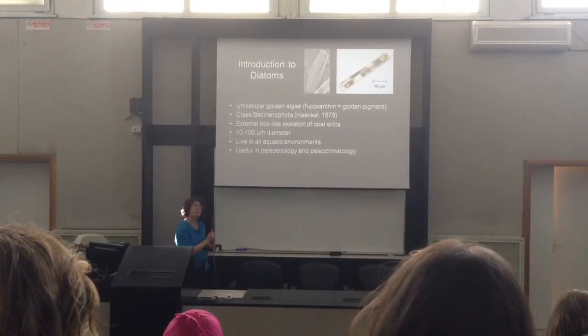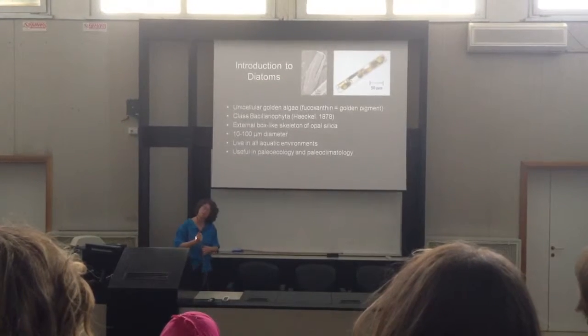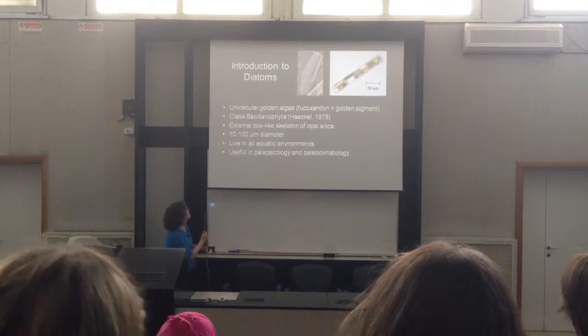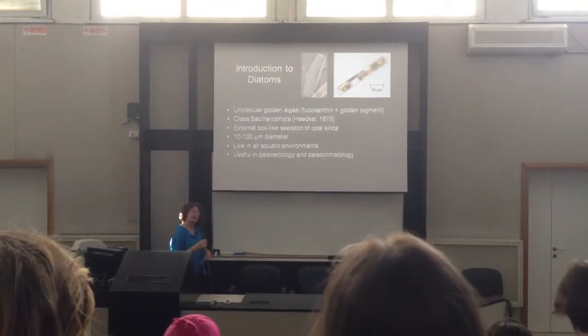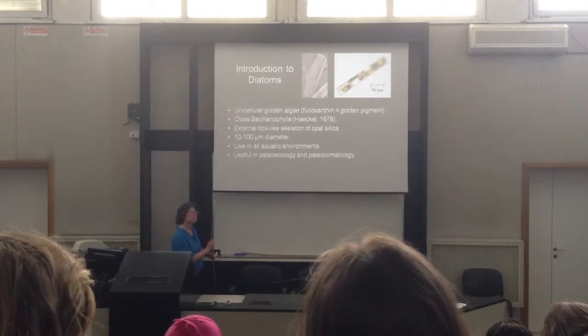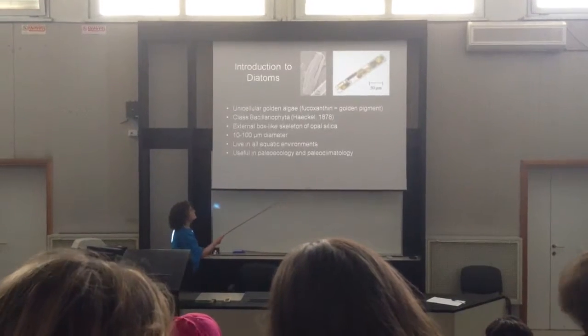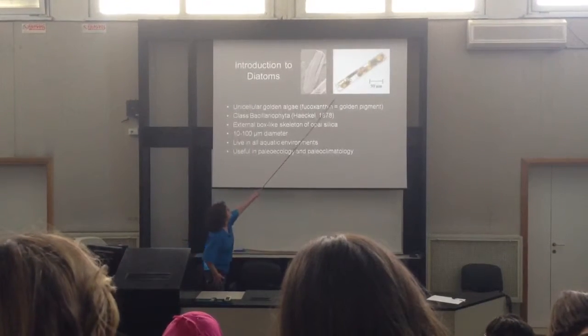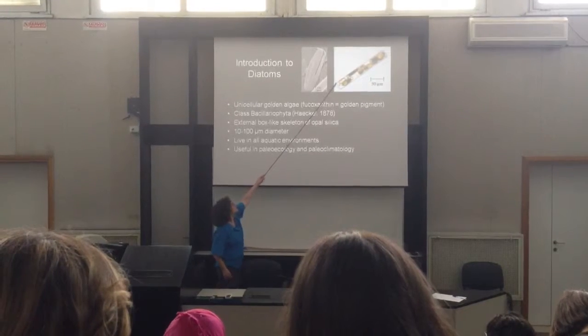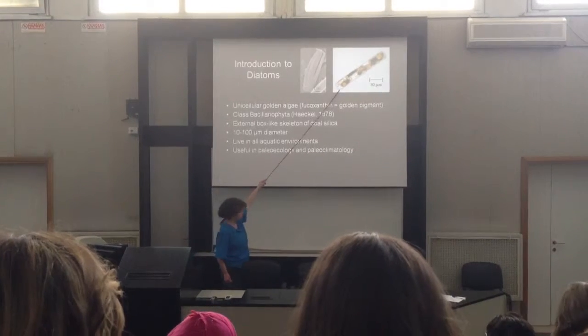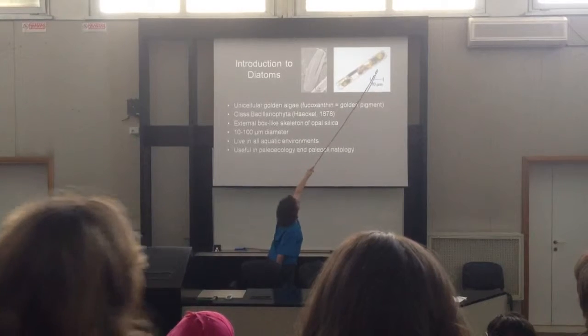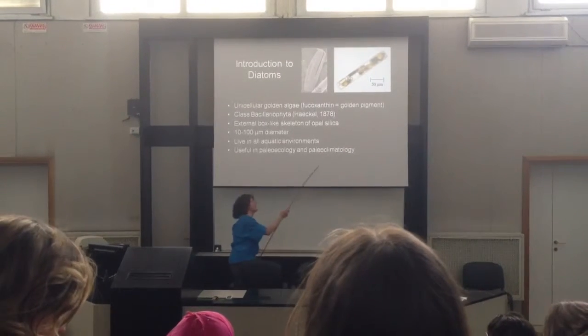They're a group of unicellular golden algae, and they're interesting to us in lake core studies because they produce a mineralized skeleton that's made out of opal silica. And this one is a live diatom, and you can barely see the siliceous skeleton here. And inside you can see the chloroplasts.